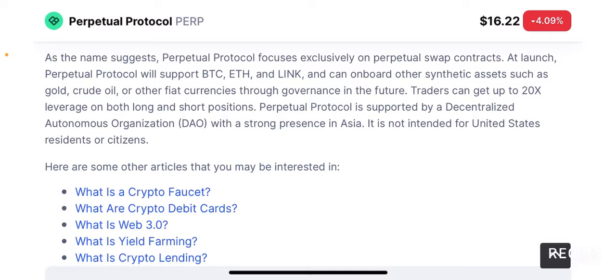Traders can get up to 20x leverage on both long and short positions. So again, that's a pretty straightforward explanation. Perpetual Protocol is supported by a decentralized autonomous organization with a strong presence in Asia.